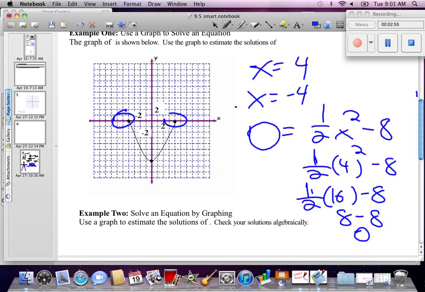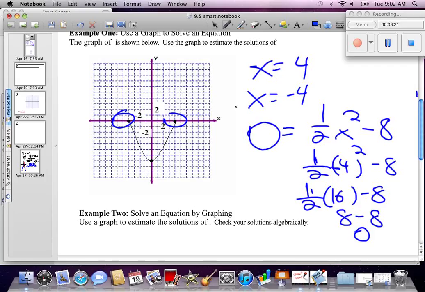0. Would anything be different if I made this a negative 4? What's negative 4 squared? Not negative 16. Positive 16, because a negative times a negative. It would be exactly the same. So both of these answers, when you plug it in, come out as 0. That's how you know it's a solution. So this is the graphic way.